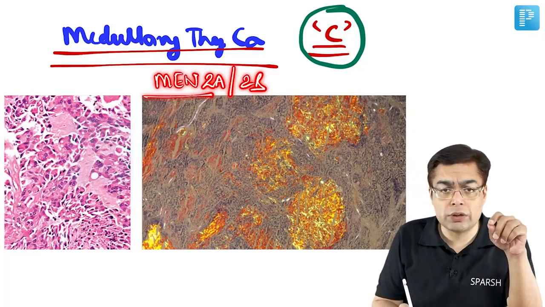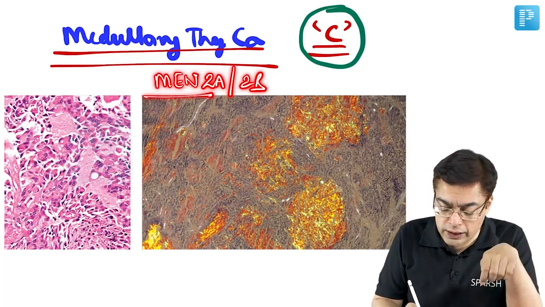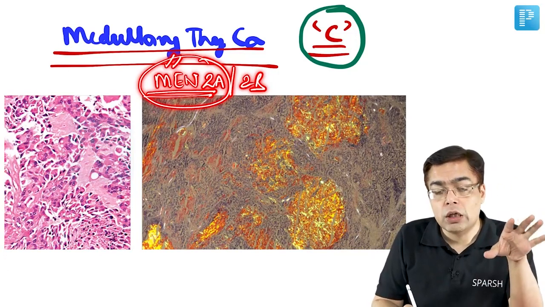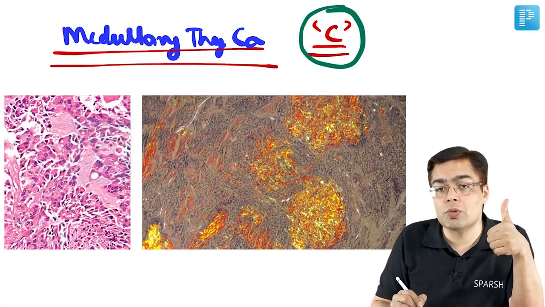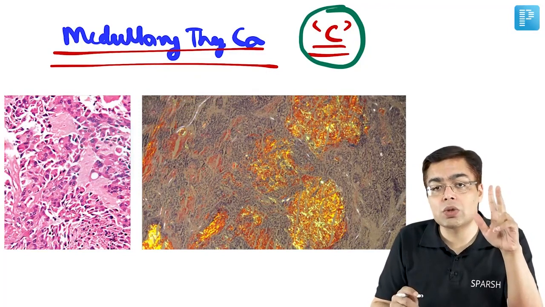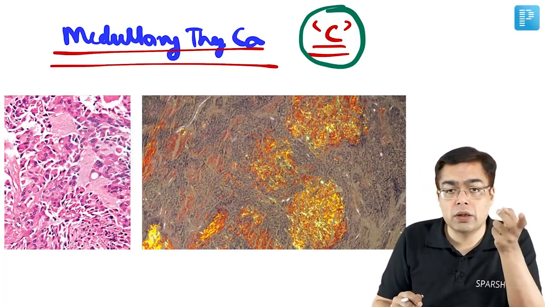I do presume at this point of time when you are watching the rapid revision videos, you are very clear with the fact that MEN 2A syndrome is also given the name of Sipple syndrome. So patients are going to have 1, pheochromocytoma, 2, medullary thyroid cancer, and 3, the presence of parathyroid hyperplasia or parathyroid adenoma.